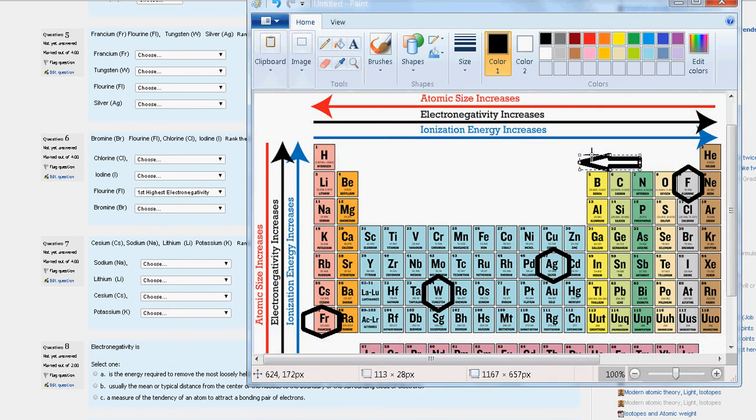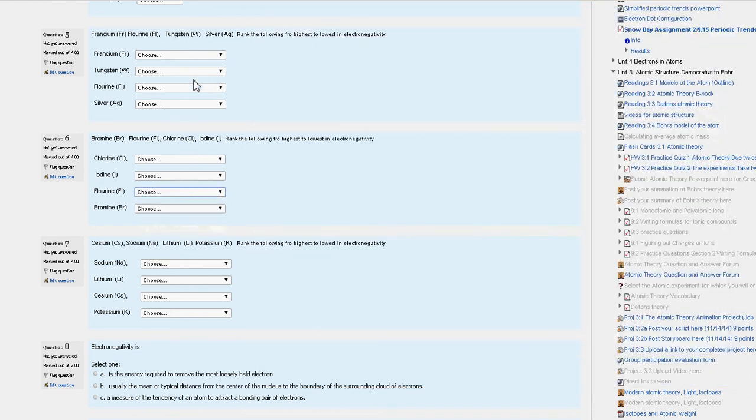The next one here, you notice this one is both higher and further to the right than tungsten. So it's going to have more electronegativity than tungsten. It's going to pull on the electrons harder. That is silver. Oops, that was the wrong one. Sorry, I did the wrong one, guys. Fluorine is the highest electronegativity. Silver is the second highest. I'm having a bad day, guys.